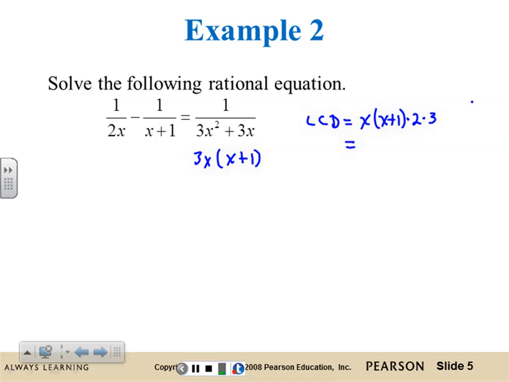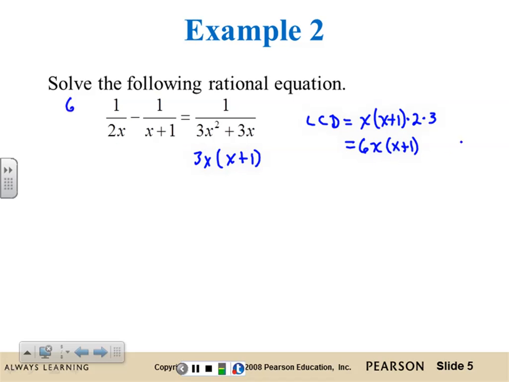So x times 2 times 3 is going to be 6x. And then leave our groups alone. So our common denominator is going to be 6x times x plus 1. Now, what I need to do is multiply all three of these terms by this common denominator.